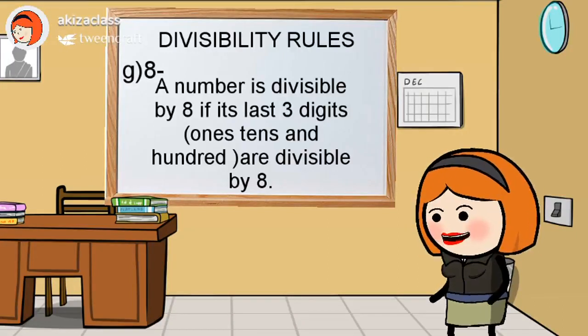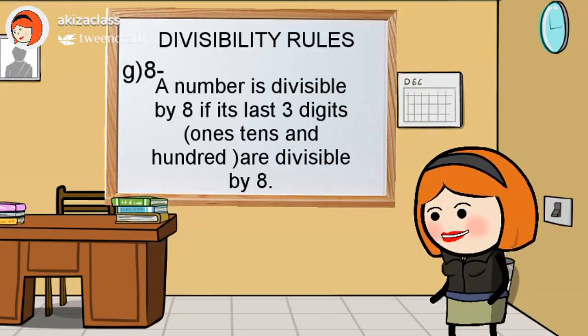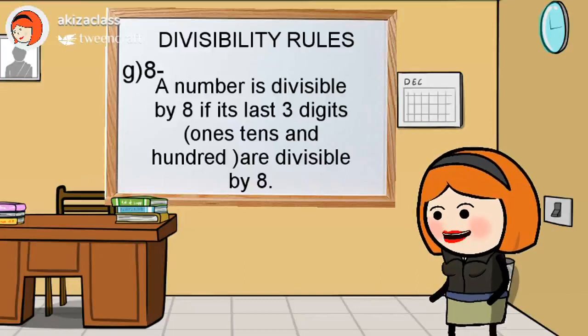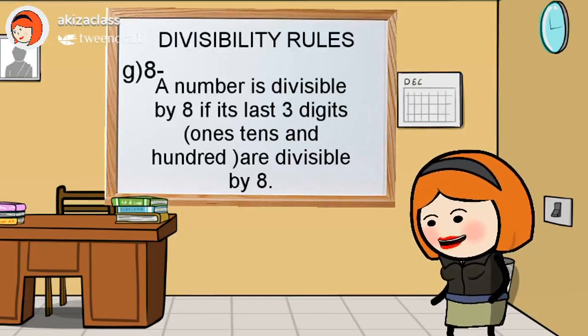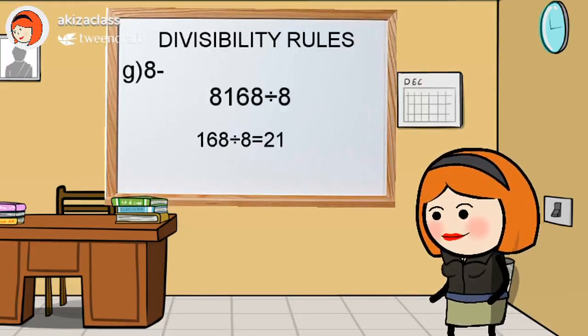Next number is 8. A number is divisible by 8 if its last 3 digits, that is ones, tens and hundreds, are divisible by 8. So, to check whether the number is divisible by 8, we will check the last 3 digits of the given number. If those last 3 digits are divisible by 8, then that whole number is also divisible by 8.